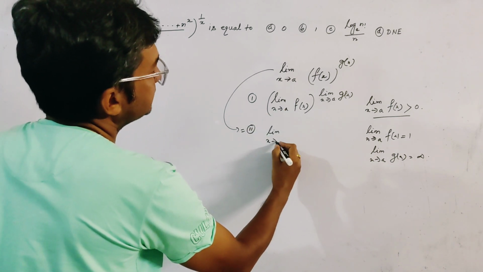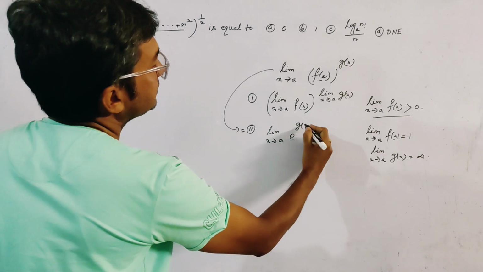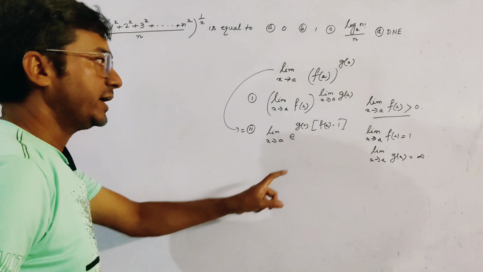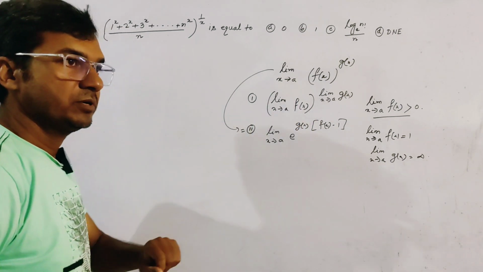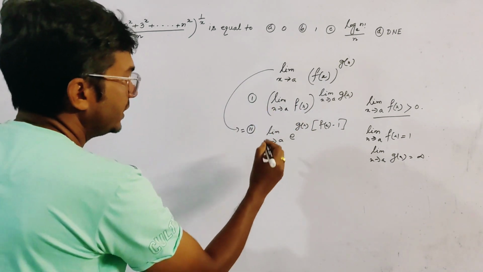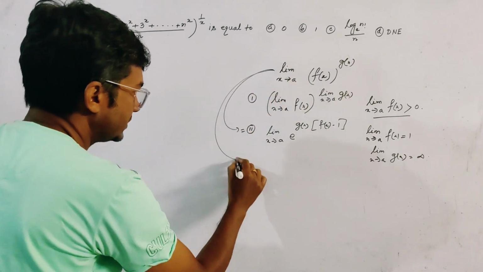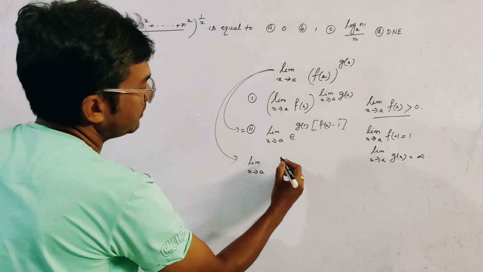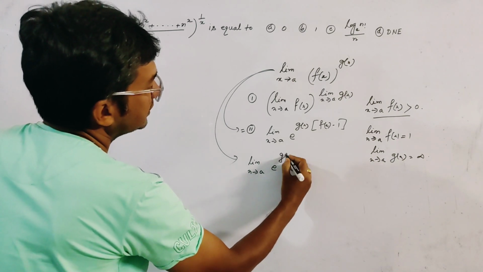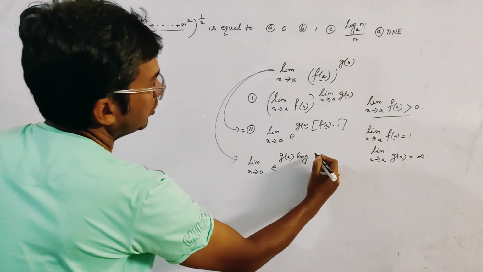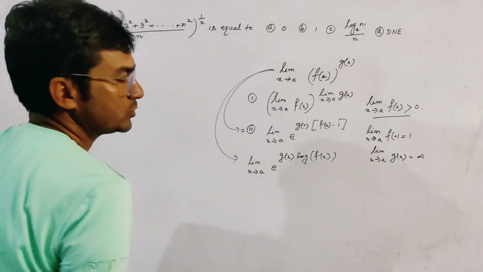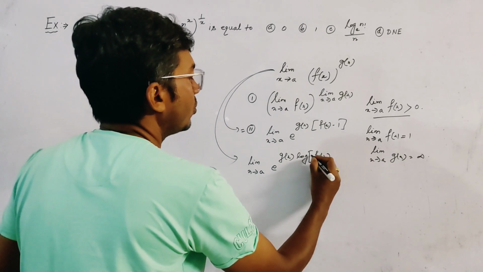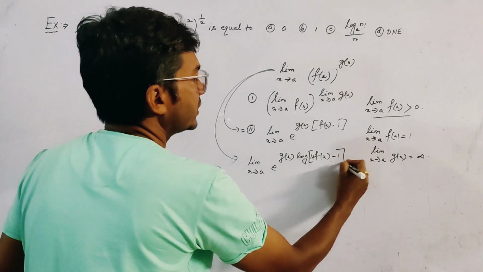limit x tends to a of e to the power g(x) into (f(x) minus 1). But why can we write this limit in this form? The reason behind it is that we write this limit by simply taking the exponential function: e to the power g(x) into log of f(x). We can write this, and we write f(x) equal to 1 plus (f(x) minus 1).